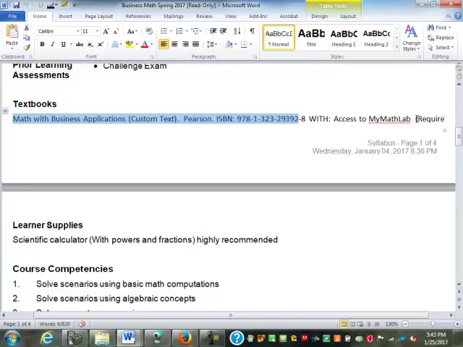You must have access to My Math Lab. That should be a little card that comes in the inside front cover of your book. There should be a little card with a little scratch off thing on it. That is your access code for My Math Lab. If you bought a used book, you may have to buy My Math Lab online. And I'll show you how we can do it either way when we look at some stuff here in a little bit.